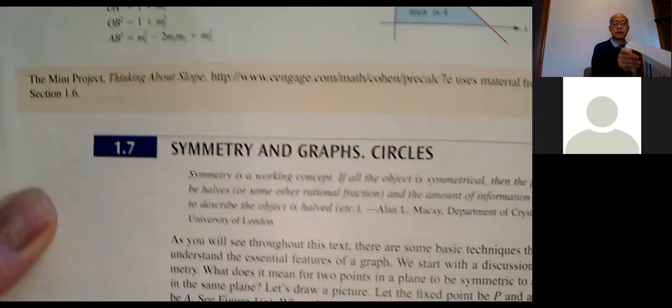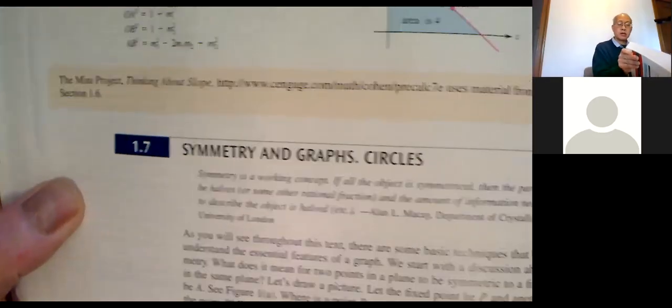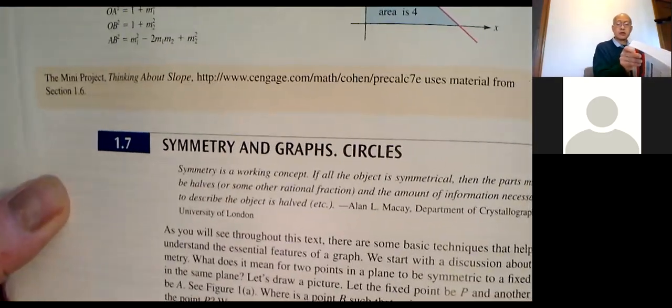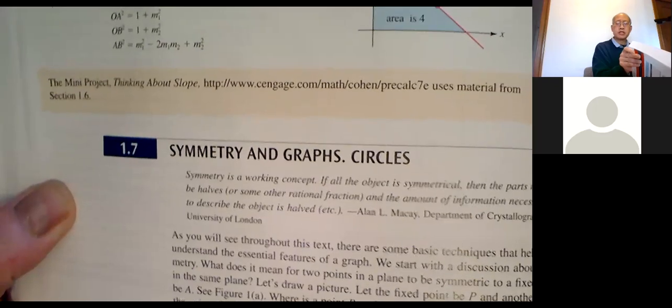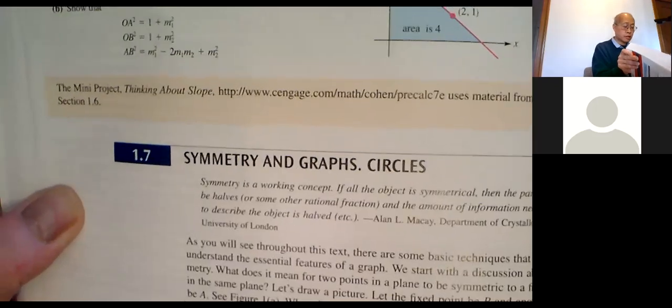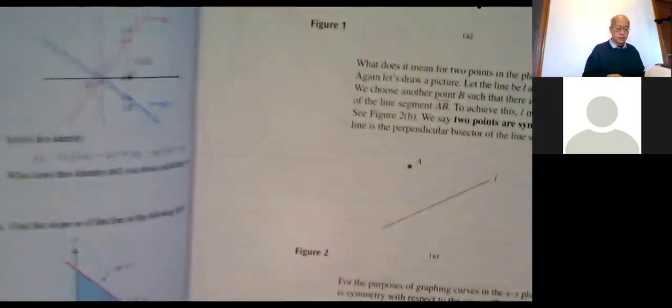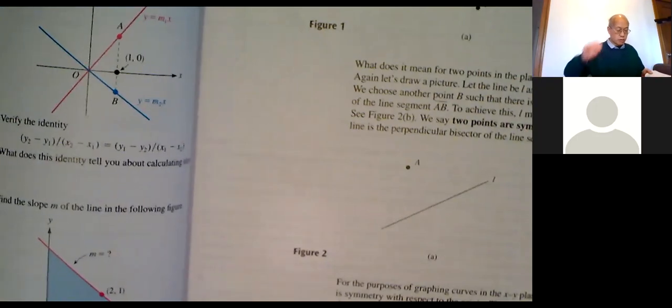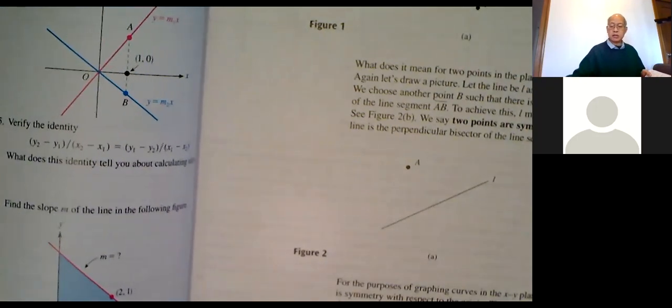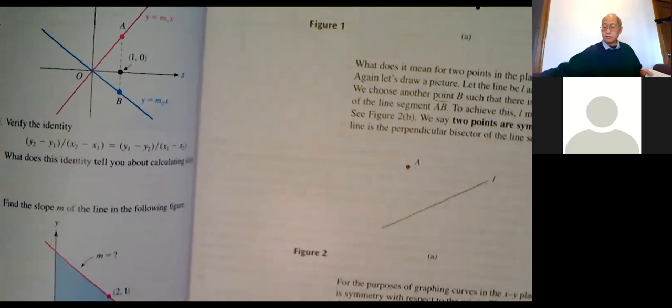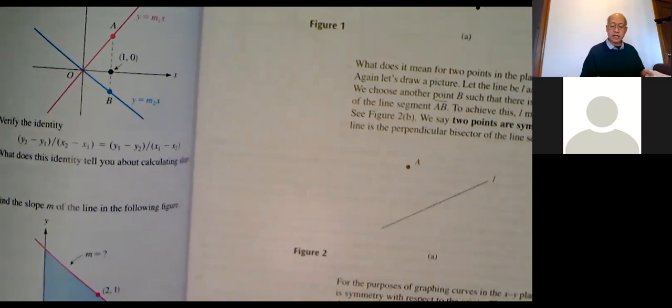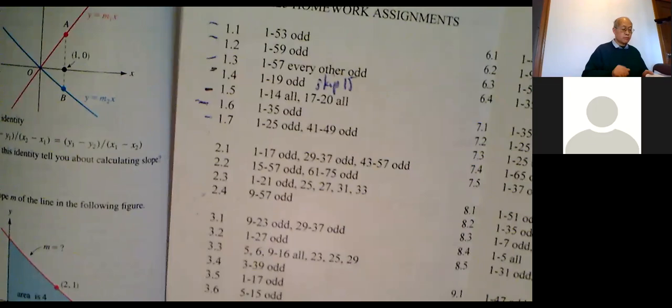Okay, we're going to learn something about symmetry with graphs, and then also introduce something about circles. I believe you've seen some circles in intermediate algebra. So let's see what that's all about. Okay. So 1.7 in key items, and I'll show you the pages you need. Now, why don't I just get that out of the way? So 1.7.